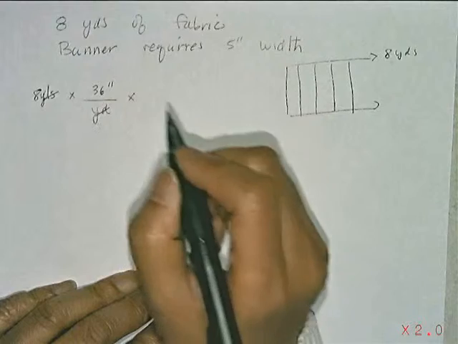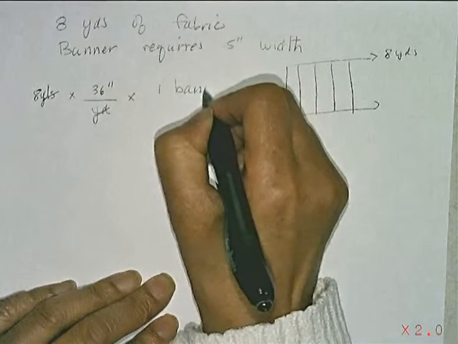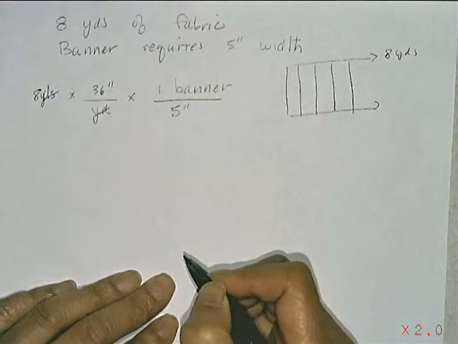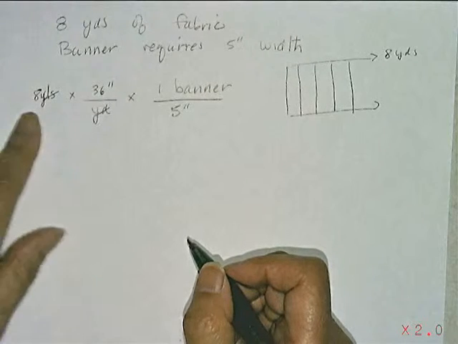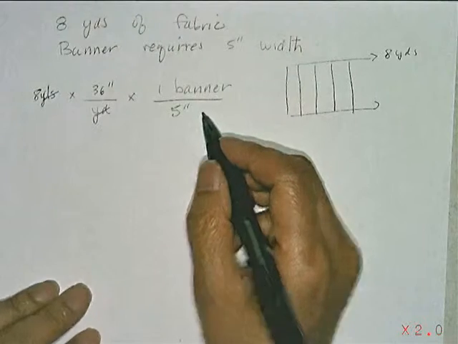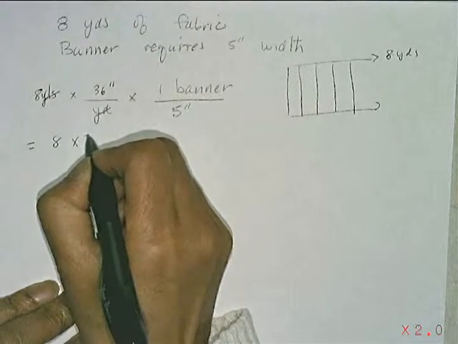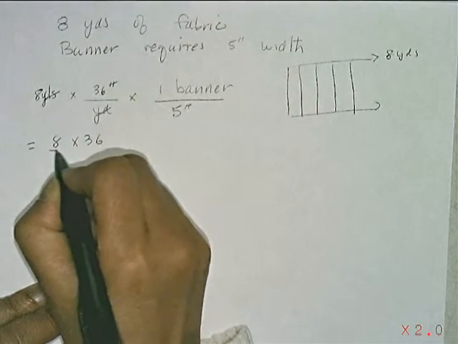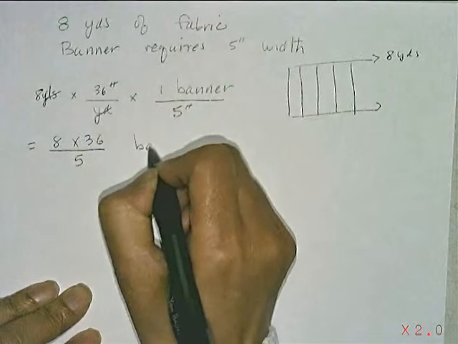How many banners? So I want one banner requires a 5-inch width. Okay? So that's 8 yards wide, 5 inches for the banner. When you simplify this, it's 8 times 36. By the way, my inches cancel. 8 times 36 over 5, and my answer will be left in banners.